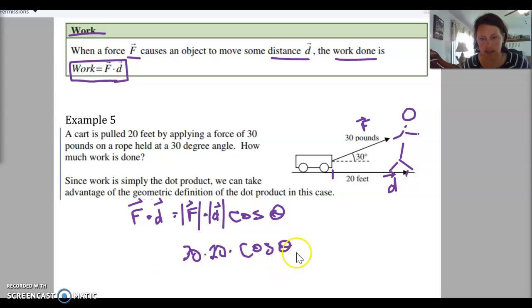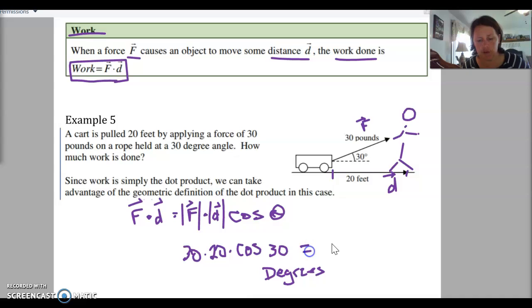So all of that ends up, do this on your calculator. Oh, whoops, sorry. Let's put what theta is in there. So cosine of 30. Make sure that you're in degrees again for your calculator. So that whole thing ends up equaling 519.61524. Okay, and that is all we have for section 8.5, part 2.